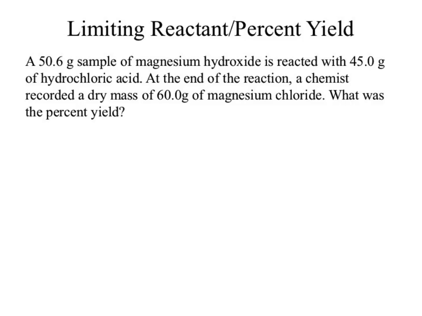Okay. So what could this become? A 50.6 grams sample of magnesium hydroxide is reacted with 4.5, or 45 if you wanted to, shift the decimal appropriately, grams of hydrochloric acid. At the end of the reaction, a chemist recorded a dry mass of 60 grams of magnesium chloride. What was the percent yield? We're going to need a chemical equation.